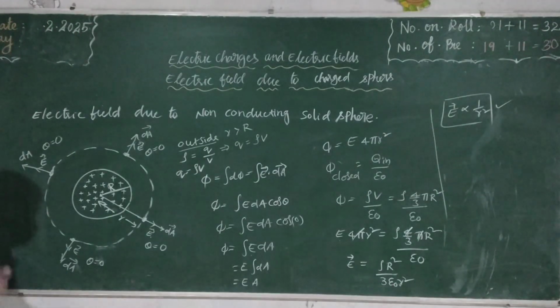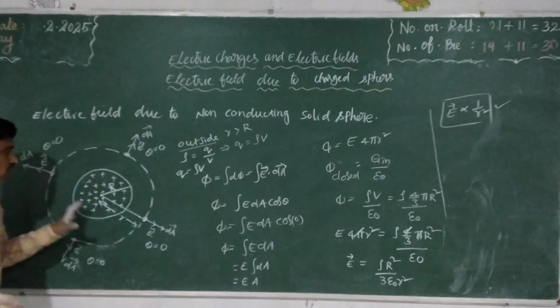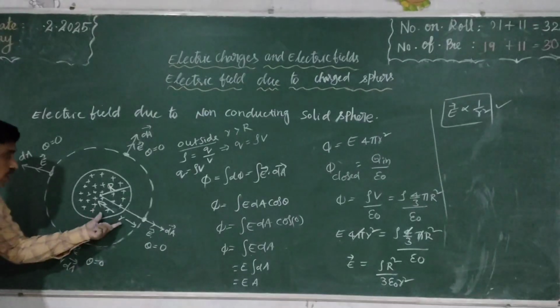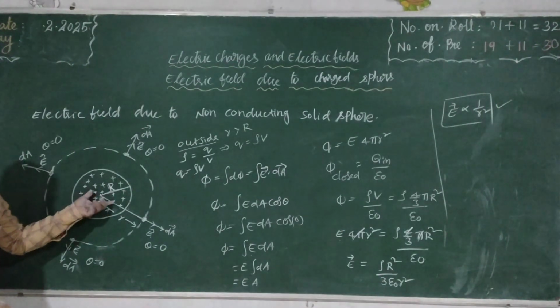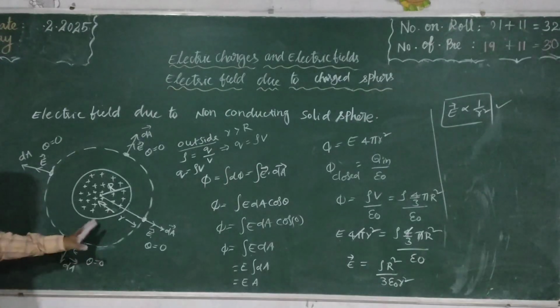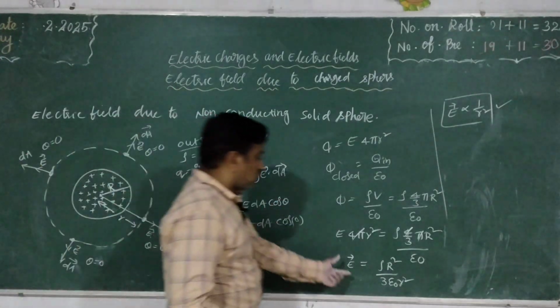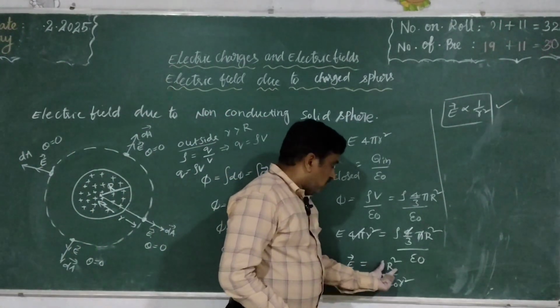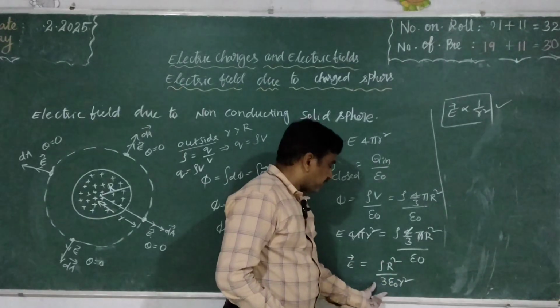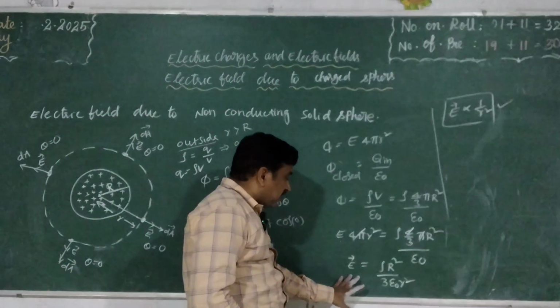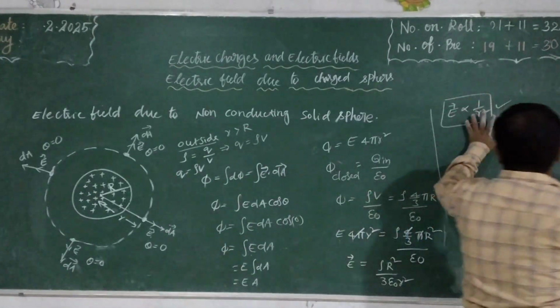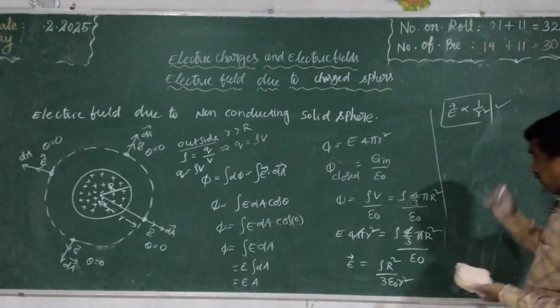Electric field due to this solid non-conducting sphere, at a distance from the center, outside the sphere. What is that now? The actual electric field is equal to rho R square by 3 epsilon naught r square. From that, what is the relation? Now the electric field is proportional to 1 by r square. Next, inside the sphere we can write.